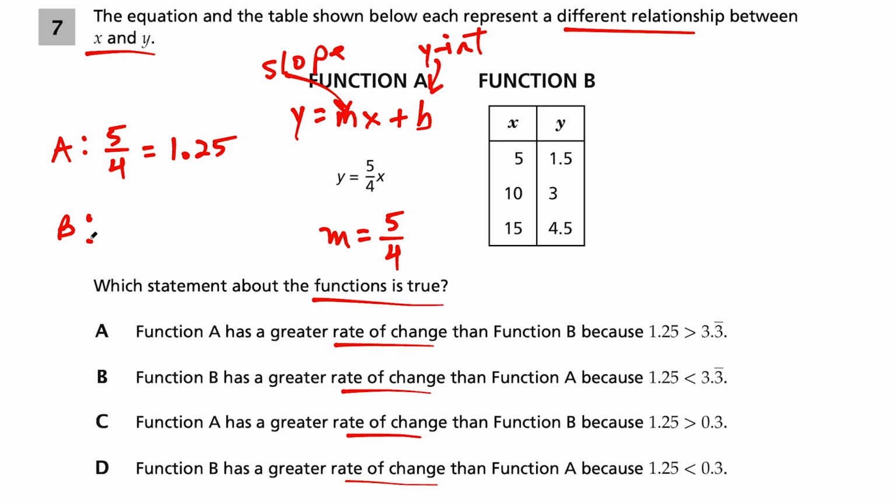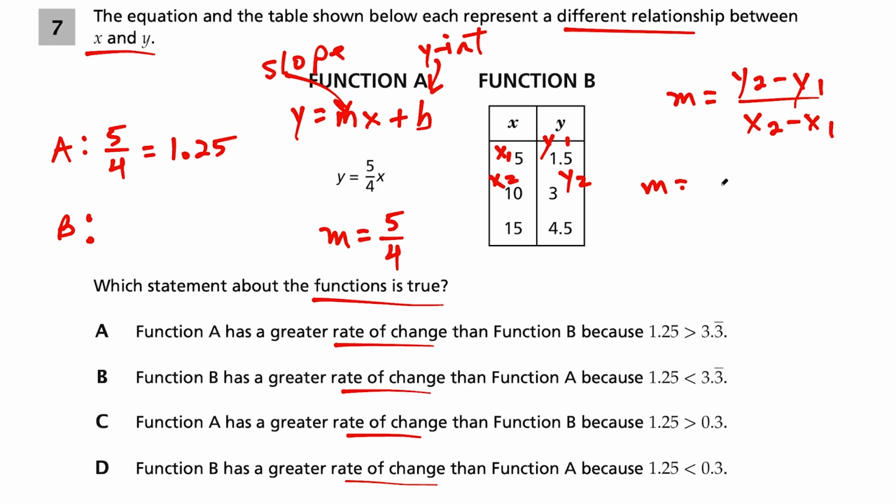Now for function B, if we want to find the slope, notice that we have multiple points. We're going to use this formula: y2 minus y1 over x2 minus x1. So think of this one here as your x1, y1, and then this point over here could be our x2, y2. So then we're just going to plug this into the formula for slope.